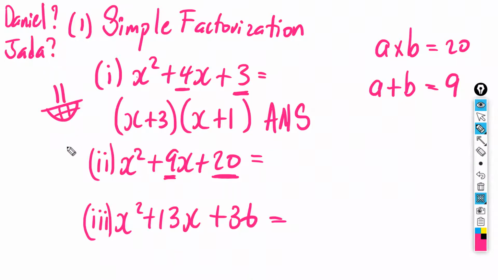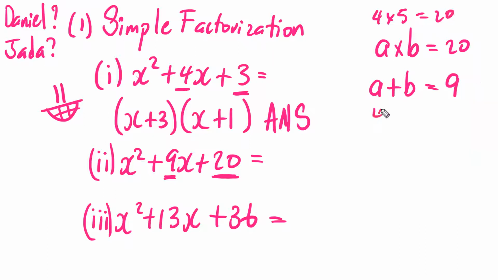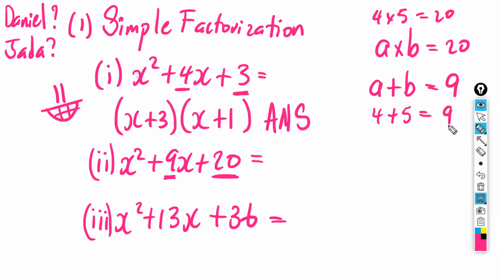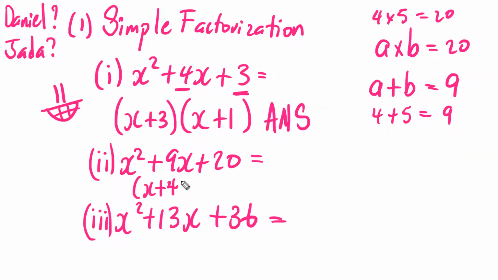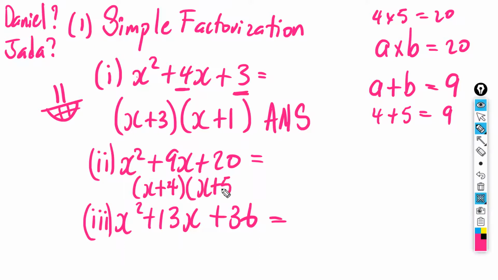You with me, Jada? 4 and 5. Yep, 4 times 5 will give me 20, and 4 plus 5 will give me 9. It's a very easy thing. That was Jada though, I just wanted to make sure. Yes, sir. All right, good. So we're getting it, not too bad. The answer for this would be, let me put it down here, x plus 4 times x plus 5, and that's the answer. Very easy, not hard at all.